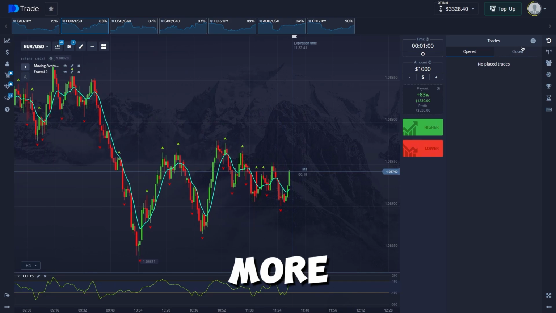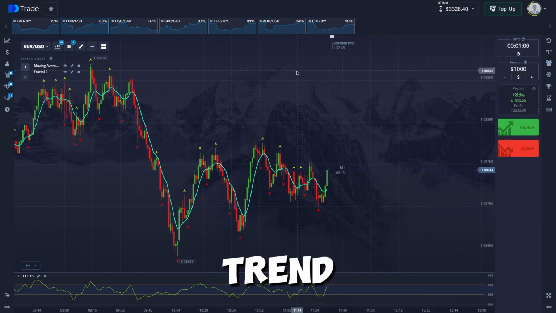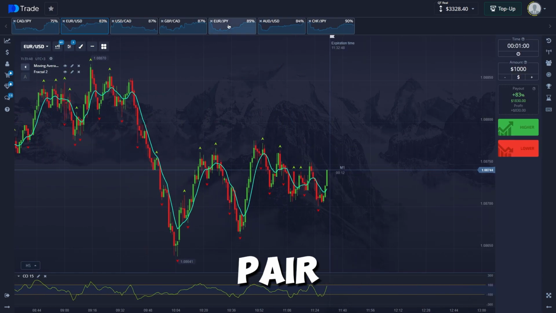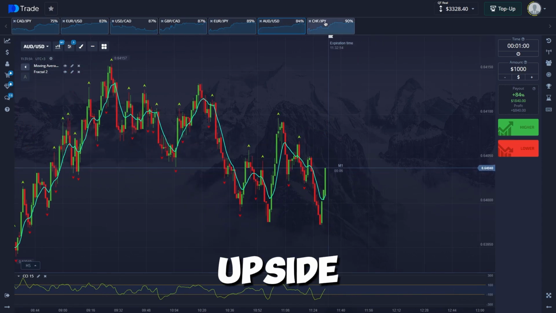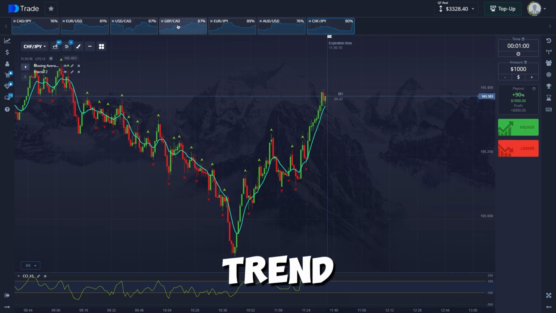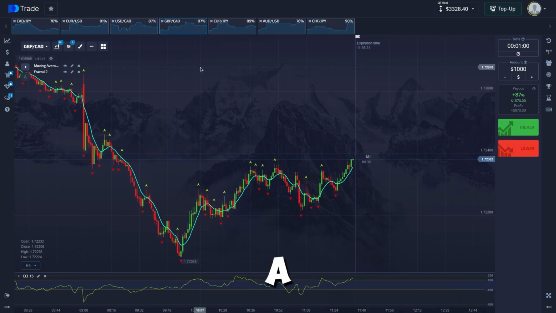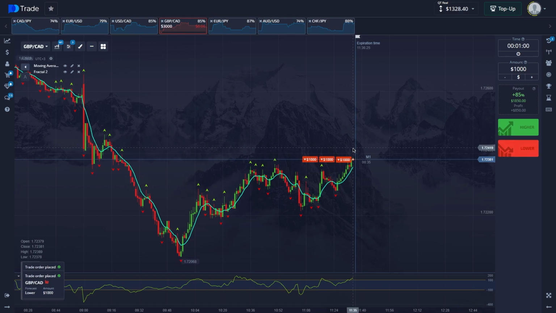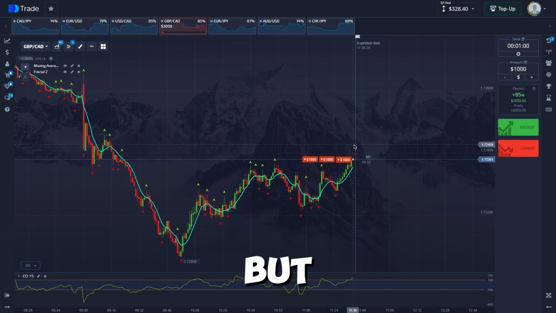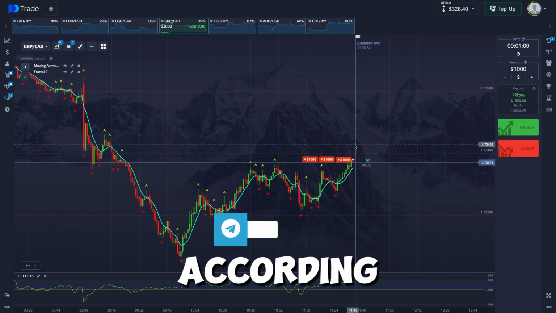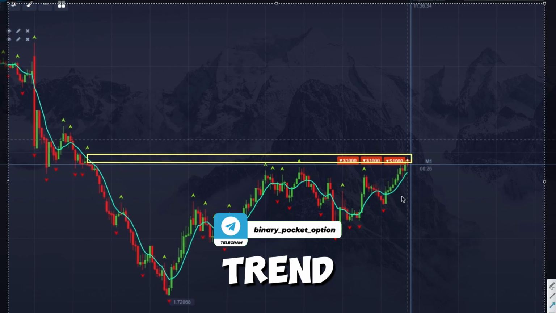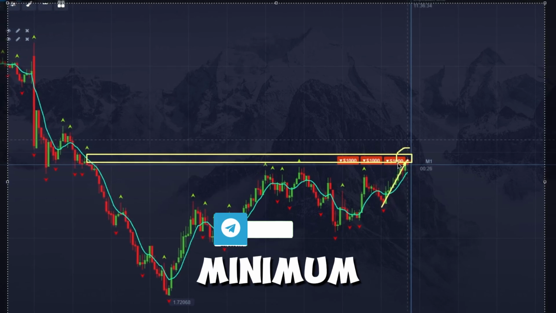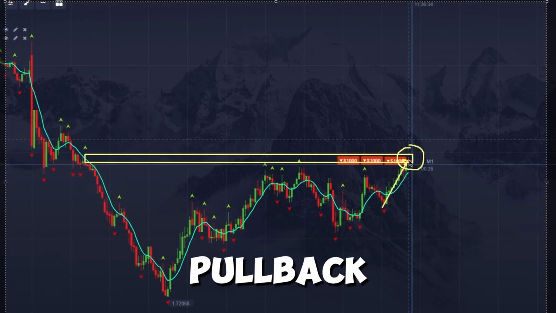Let's not take any more risks. Let's open on the trend and choose the next currency pair. We're going to open 2 trades here on the upside. We're opening here against the trend and realizing that we're going to have a very strong pullback. But the pullback should go even higher. We open here according to the principle of our strategy, against the trend. We see the update of the local minimum, then the price goes into a pullback.